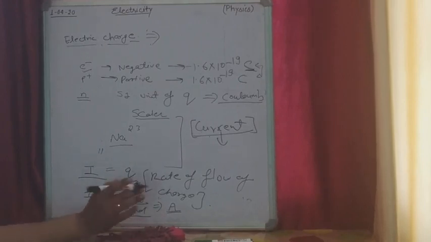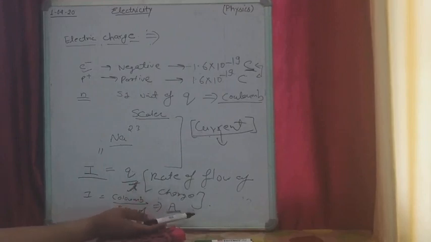Let me revise. What is electric current? The rate of flow of charge is called electric current. And what is SI unit of electric current? That is ampere. And this 1 ampere is equivalent to Coulomb per second. This is a very important point.